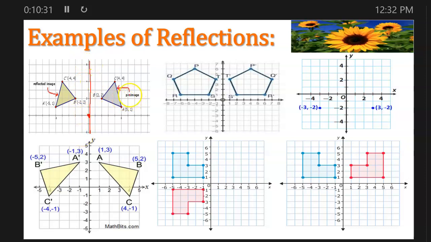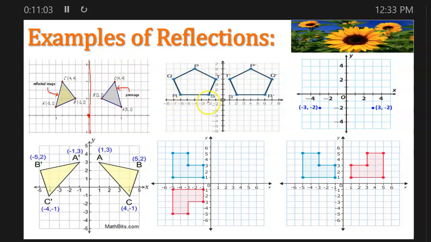There's your y-axis. And because it reflected over the y-axis, that means the x value should have changed sign. So if you compare this C, which is 4, 4, now it's negative 4, 4. So yes, the x value did change to its opposite sign when we reflected it over the y-axis. Same with this 2, 2. It is now negative 2, 2. And this 5, 1 has now become negative 5, negative 1.